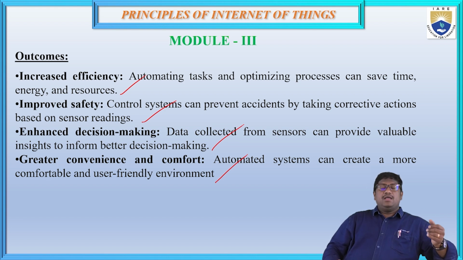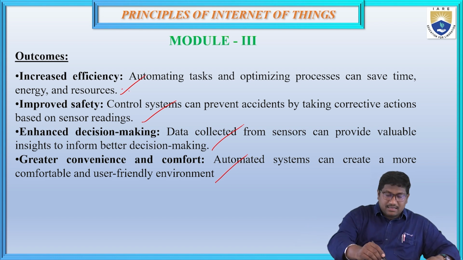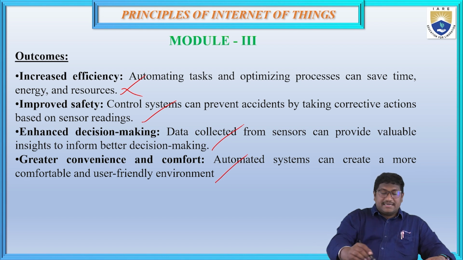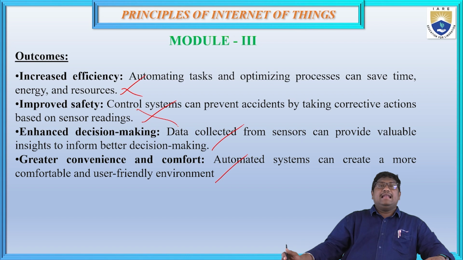Coming to the first one, increasing efficiency. Automating tasks and optimizing processes can save our time, energy, and resources. So automatically the efficiency is increased. And coming to the second factor, which is improving safety. By controlling the systems, we can prevent accidents based on the reactions of the sensor readings. Automatically, safety is going to be elevated.